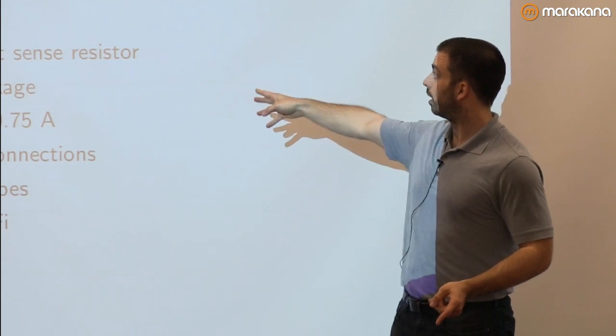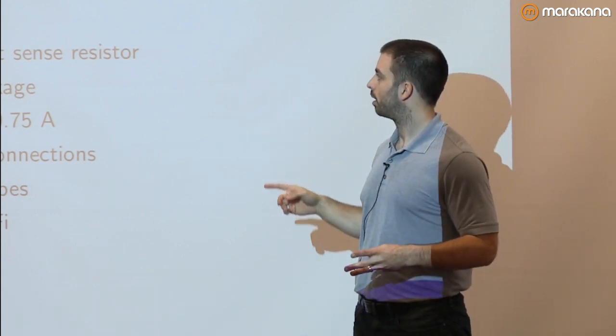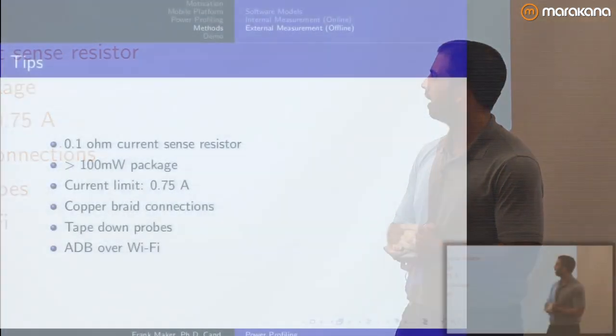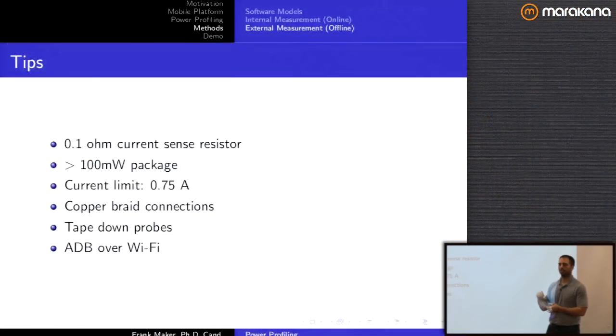The first tip: I found that a 100 milliohm current sense resistor worked pretty well. I tried a 10 milliohm, and the signal was really small and hard to pick up on my oscilloscope. So as a rule of thumb, I'd recommend the 0.1 ohm, because the higher you go with the resistance, the less power you're leaving for the phone. If you make the resistor too big, the phone won't even turn on. So this value worked pretty well for me.